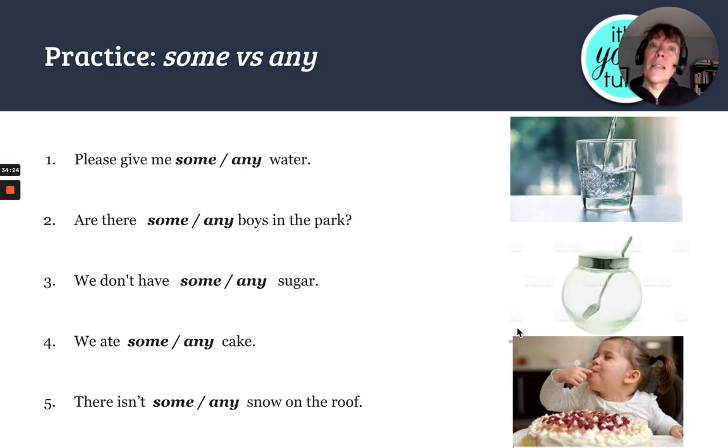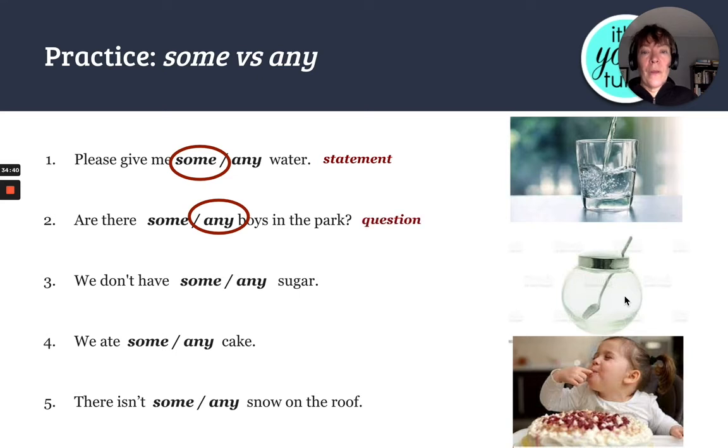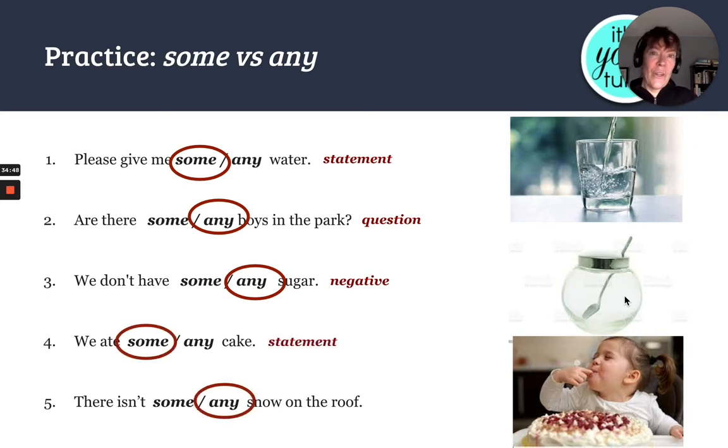Right. Let's practice a little bit. Use some or any in these. Click on the correct one. Let's check. Please give me some water, because it's a statement. Are there any boys in the park? Question. We don't have any sugar. That's a negative. We ate some cake. There isn't any snow on the roof.